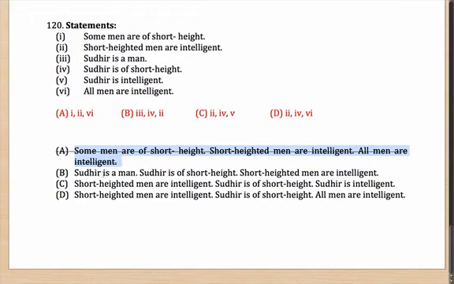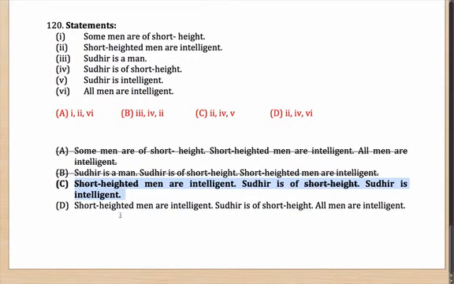So this is gone. Sudhir is a man. Sudhir is of short height. Short-heighted men are intelligent. Does not make any sense. Out. Short-heighted men are intelligent. Sudhir is of short height. Sudhir is intelligent. Now what is common? Short height is common. So I eliminate that. See, short height is gone from here as well. So what am I left with? Sudhir is intelligent. Sudhir is indeed intelligent. And this becomes my correct answer or my correct conclusion.